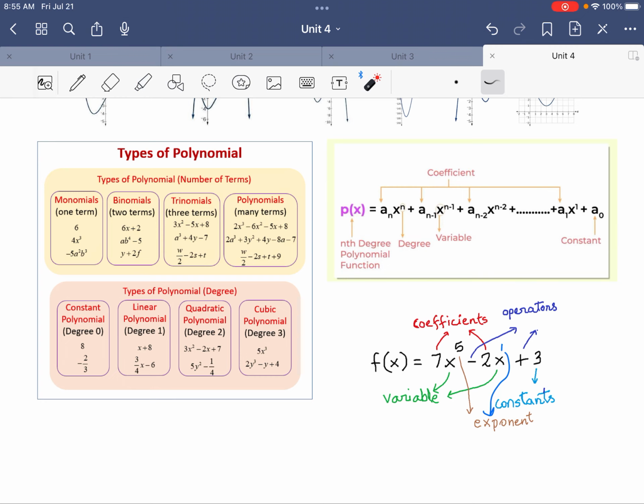So when you have a polynomial, these pieces right here are the terms of your polynomial. You have your operators like addition or subtraction. The numbers in front of your variable are your coefficients. And when a coefficient has no x after it, so this will be like x to the 0, that's called a constant. Okay, so just those words come up a little bit.